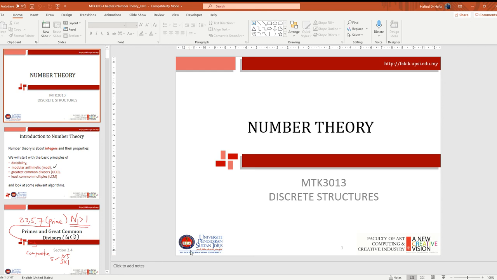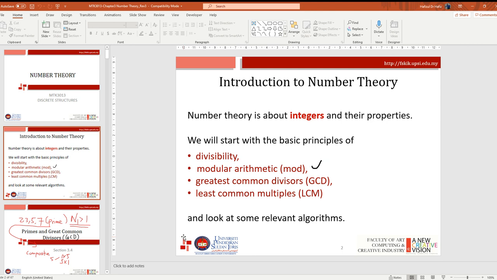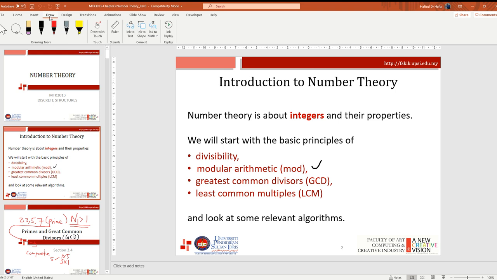Okay, this one is number theory. I think this one I have explained to you. Number theory is about the integers and their properties. For example, we have divisibility, modular arithmetic, greatest common divisor. Later we discuss this one. And then we have also least common multiple, LCM.